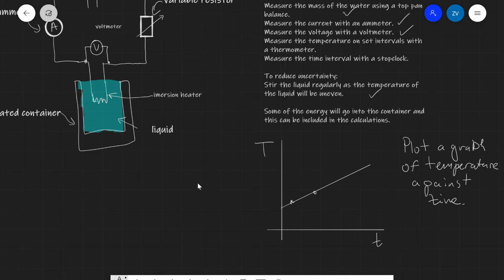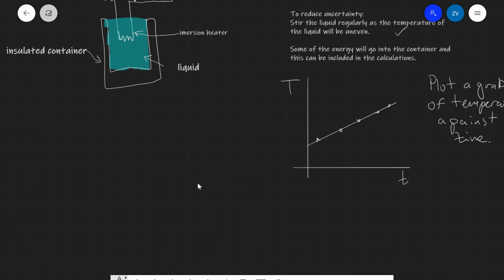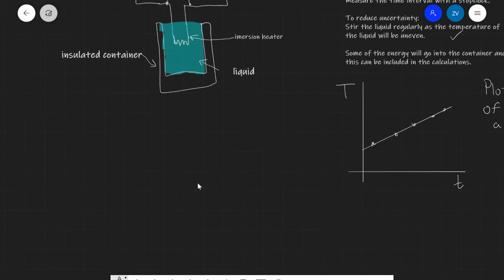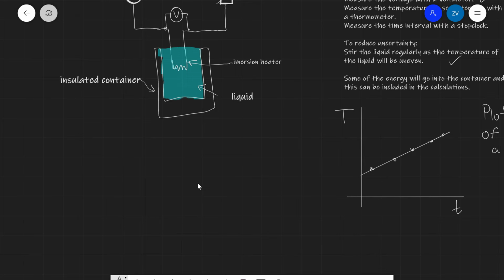So we plot our data points, we draw our line of best fit, and how could we use this graph to determine our specific heat capacity? Well, this is where it gets quite interesting. Remember, our specific heat capacity equation is E equals mc delta theta, which is the change in temperature. Well, let's do a little bit of a mathematical trick. Let's divide both sides by the time.